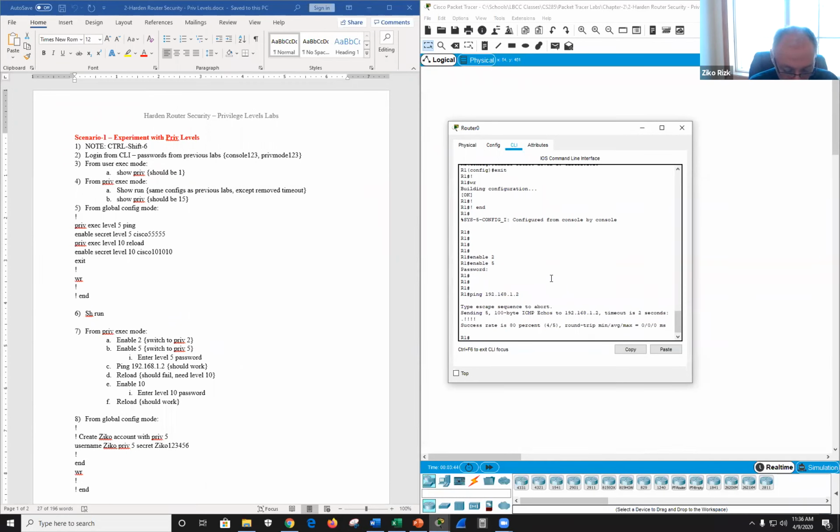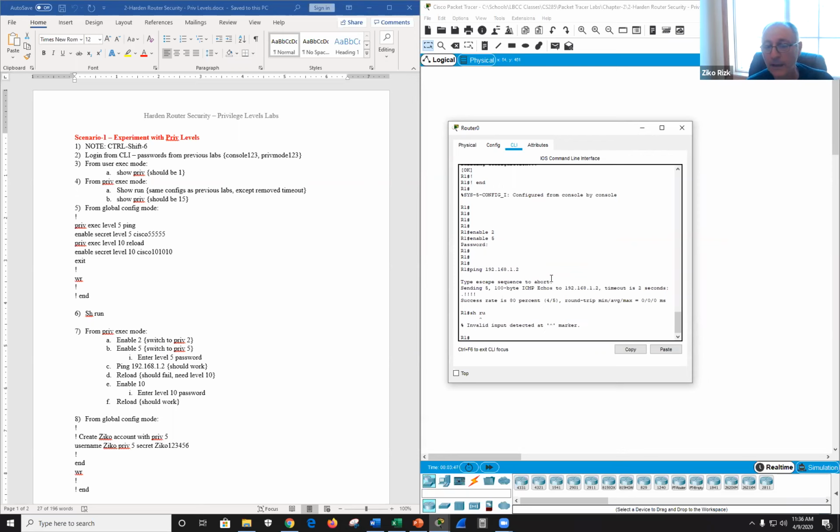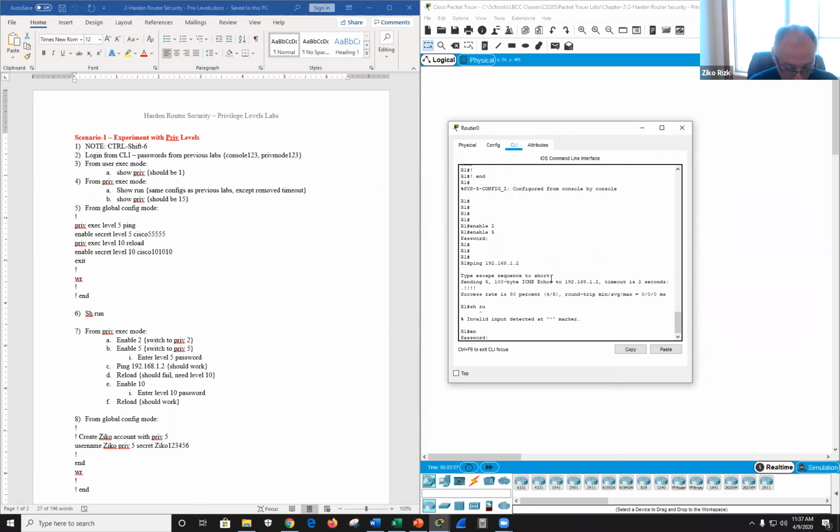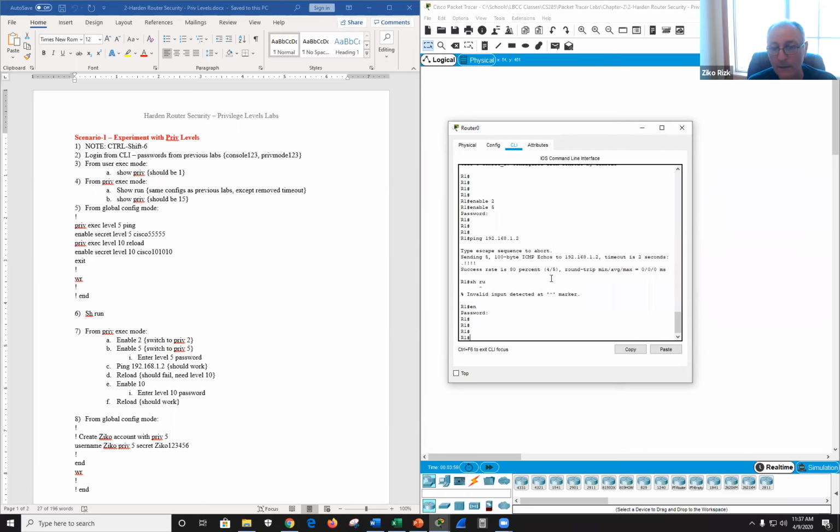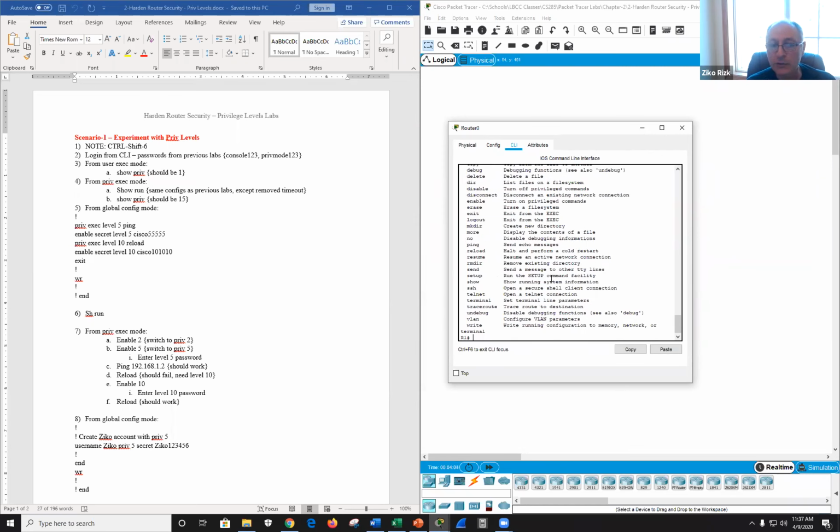Let's see if I can do show run. And it's telling me it's an invalid input. I don't have the right to run show run. It's complaining, saying no can do. How about enable? Okay, I can go in there, but I don't think I'm gonna be able to do much. So let's see if I can reload.